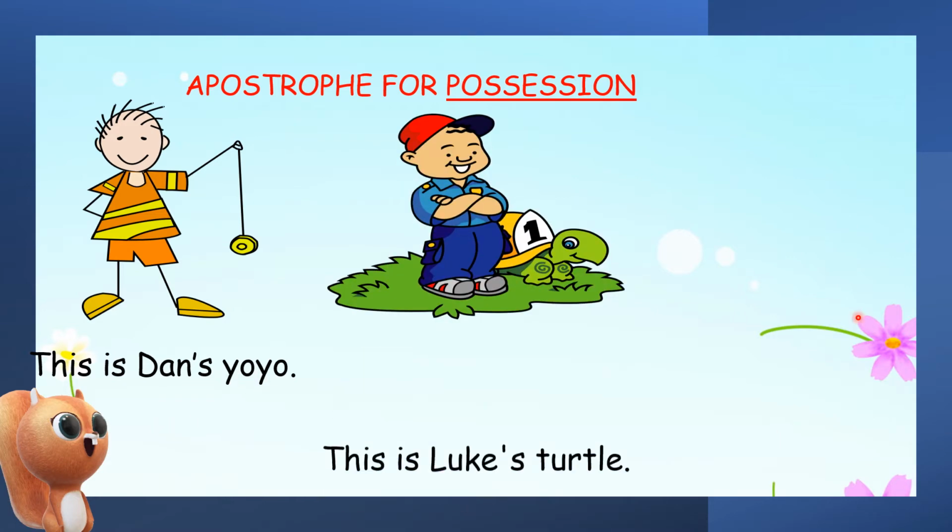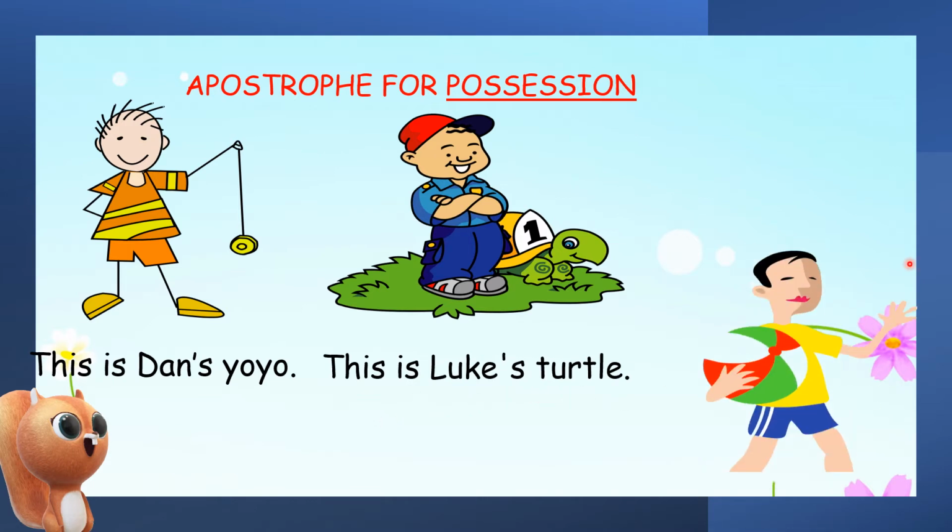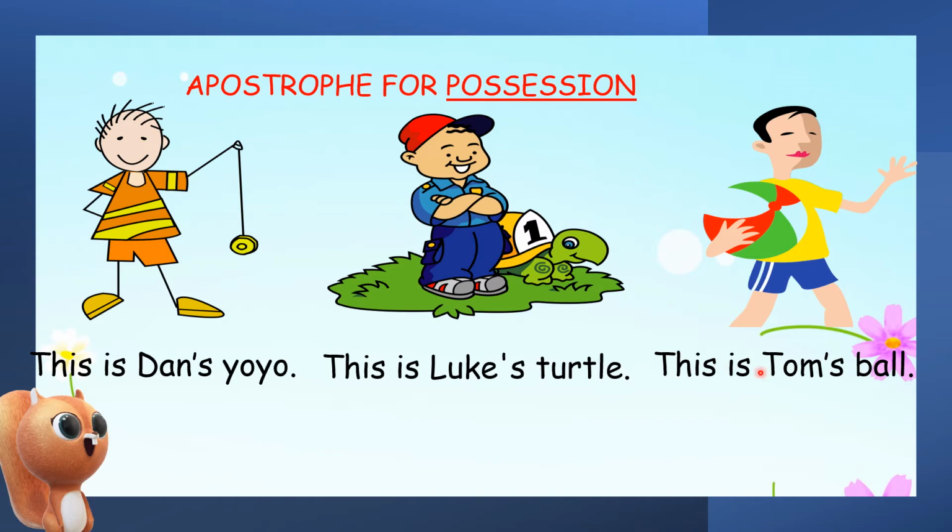Let's look at some more examples. This is Luke's turtle. This is Tom's ball. In all of these sentences, you would observe that we have apostrophe S behind the noun who owns whatever has been written in the sentence.